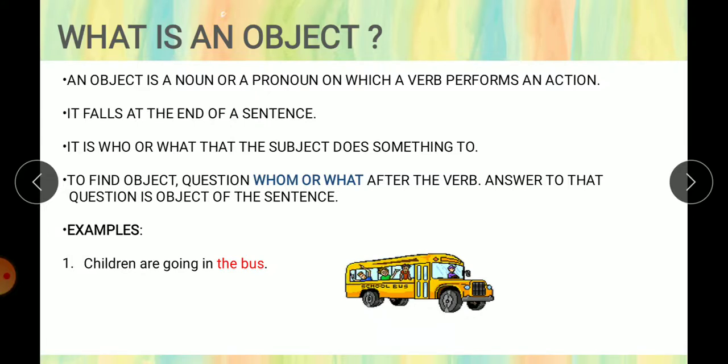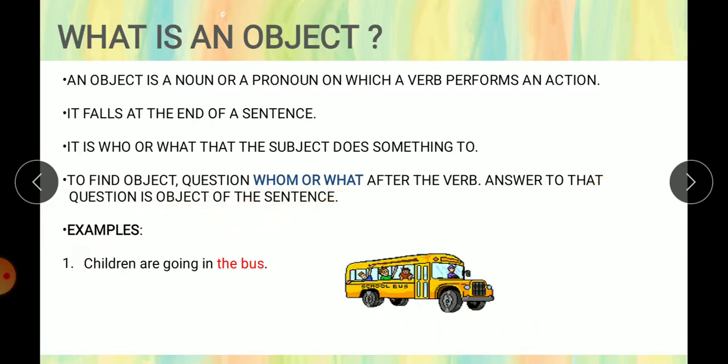Like, to find the object, what are we supposed to do? To find the object, question whom or what after the verb. जो भी सेंटेंस का वर्ब है उसके बाद आप क्वेश्चन करेंगे whom or what. And in the subject we were putting the who and what question before the verb. So when you question whom or what after the verb, whatever answer you get is the object of the sentence.